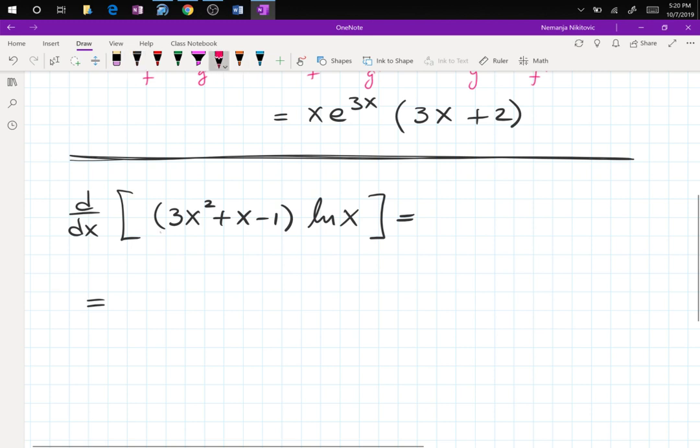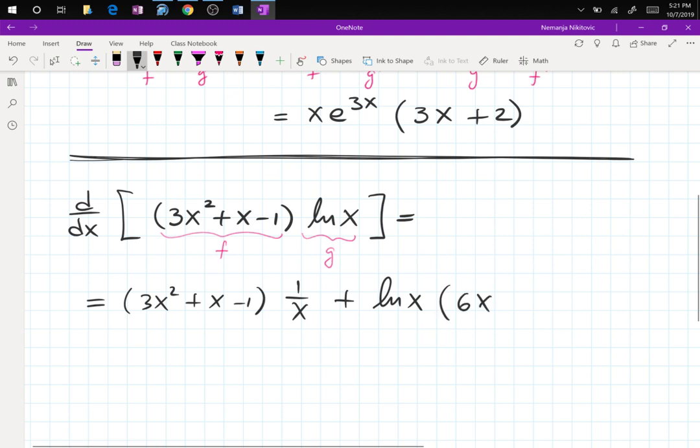All right, so the first one is f, the second one is g. Copy the first, 3x squared plus x minus 1. Derivative of the second is 1 over x. That's what we learned for the derivative of ln x. Plus, copy the second, that's ln x, times the derivative of the first, which is 6x plus 1. Derivative of the polynomial, 2 times 3 is 6, so 6x, plus derivative of x is 1, and derivative of negative 1 is 0.